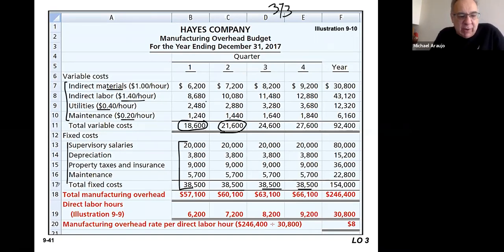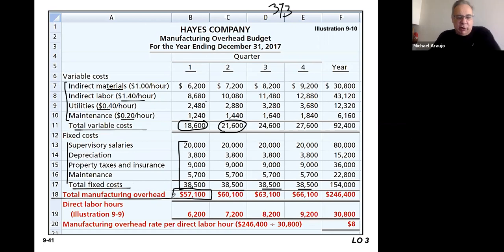So when you have your total variable costs added to your total fixed costs, you have your total manufacturing overhead. So for the very first quarter, it's $57,100 in total. That's your variable costs plus your fixed costs together. It's still going to be 6,200 hours, right? So we can actually get an overhead rate per labor hour.